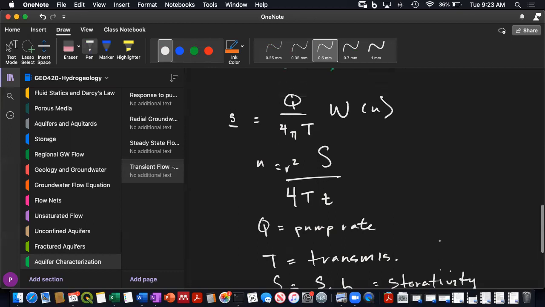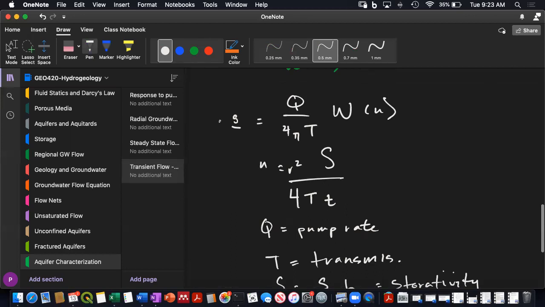All right, so let's think about what this does. This allows me to calculate the drawdown from a well pumping at some rate Q, at any radial distance at any time, as long as I know the transmissivity and the storativity of my aquifer. That's what an analytical solution allows me to do. I can predict. I want to gain predictive power. Well, if I know T and S, I can predict the drawdown at any point in my aquifer from this pump rate.